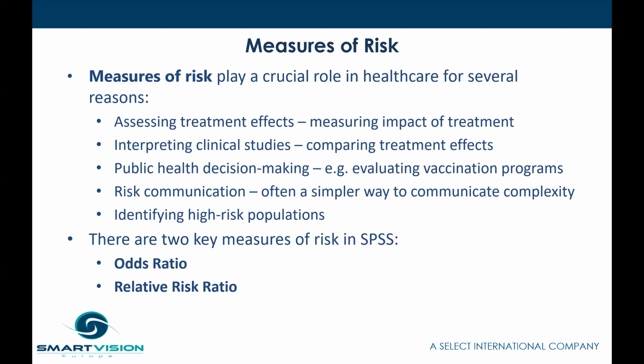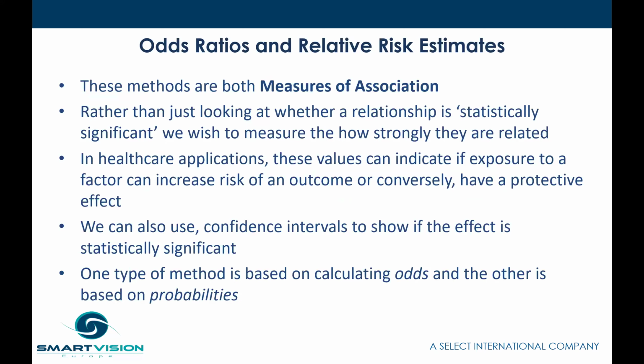It's often a simpler way to communicate complexity to give politicians and policymakers evidence in terms of risk. And it's a good way to identify high risk populations. So there are two key measures of risk in SPSS. One is called an odds ratio, and the other is called the relative risk ratio. These methods are both measures of association.